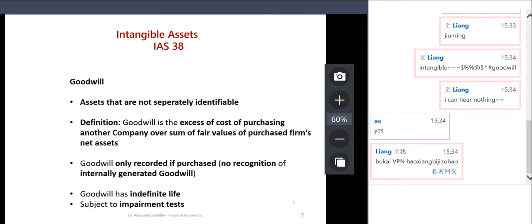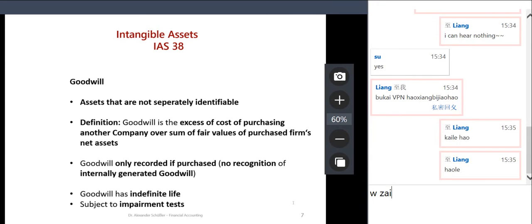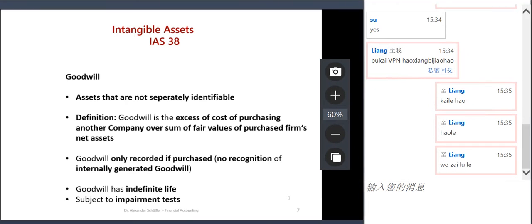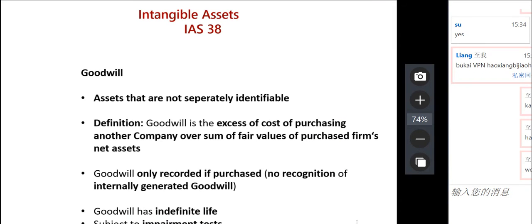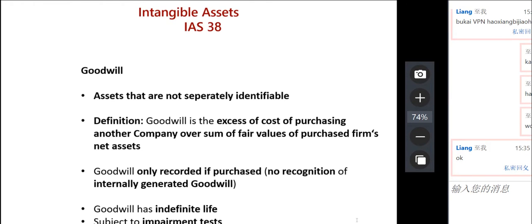the purchased firm's net assets. So actually, what you do is you compare the purchasing price to the fair value of the purchased firm's net assets in an acquisition. So think about one company acquiring another company. And then the acquirer, the buying company, says, okay, what is the price?